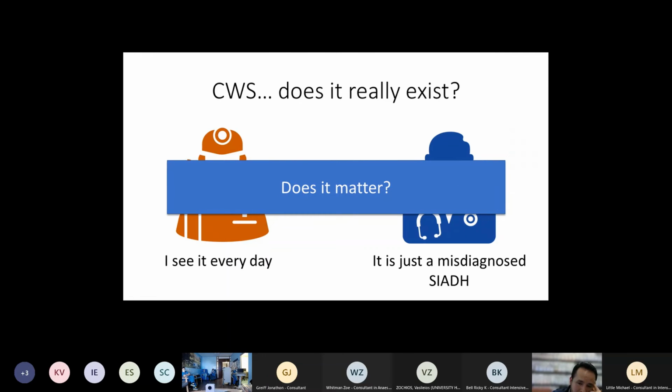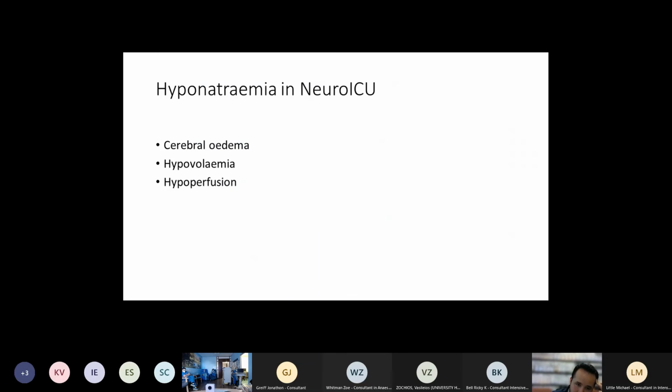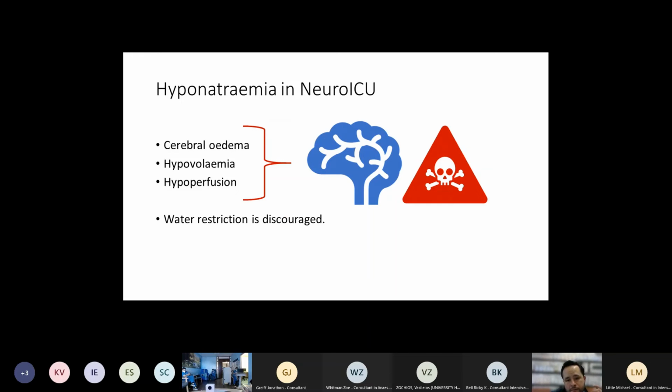We could say that it doesn't matter. The treatment is going to be very similar: to monitor, and just to make sure that the patient doesn't develop a rapid correction of hyponatremia. Water restriction, contrary to SIADH, is discouraged.